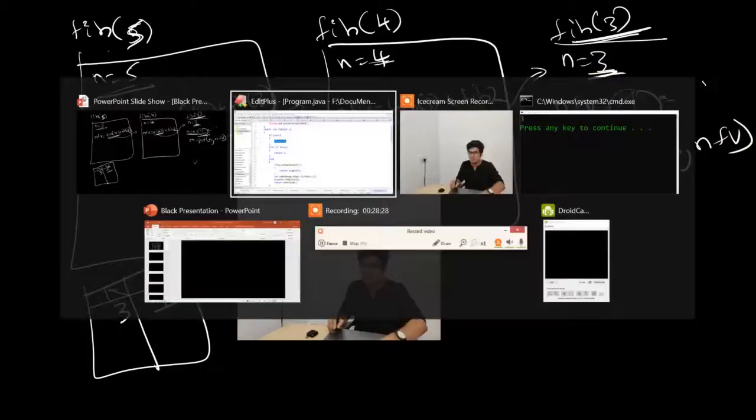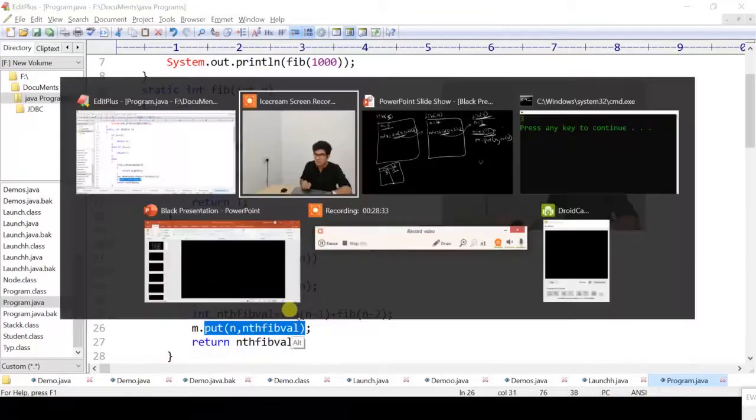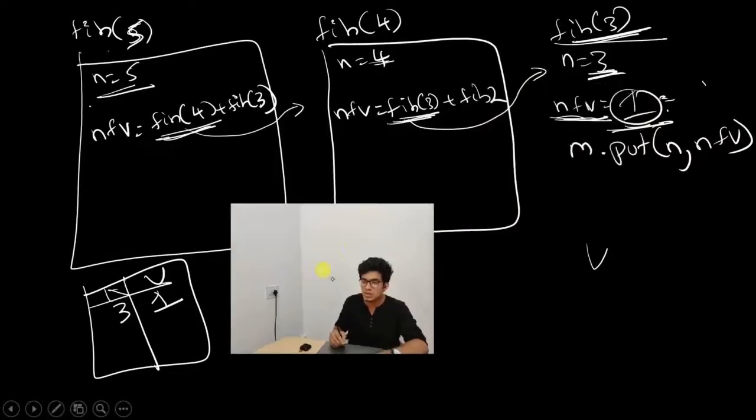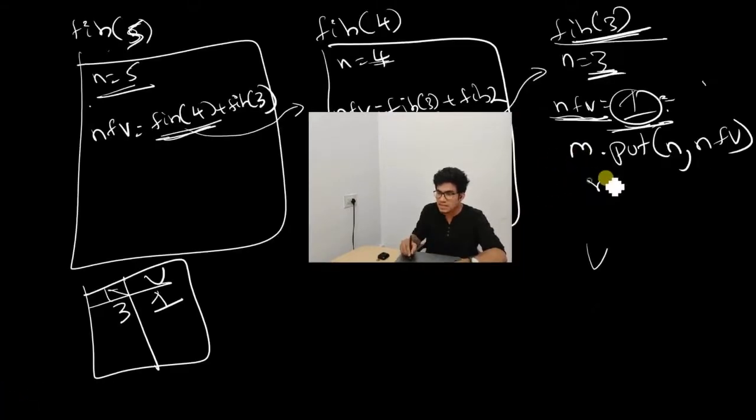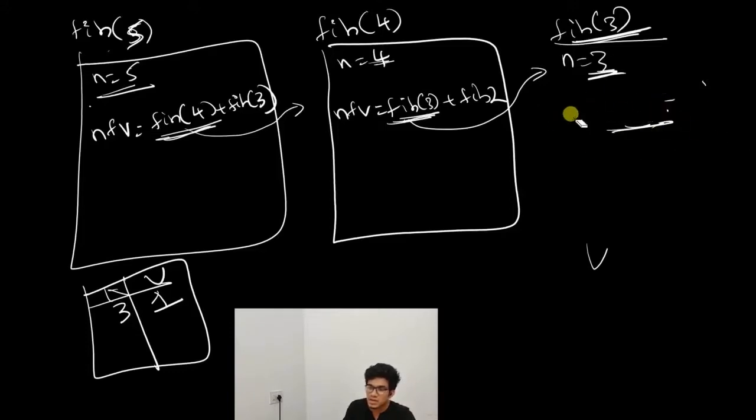As soon as you get it from this, you store it in the map. As soon as you store it in the map, you return whatever you got. See here, return NFV. What is NFV? 1. So you are returning 1. The 1 has gone back, and n will be deleted from here.